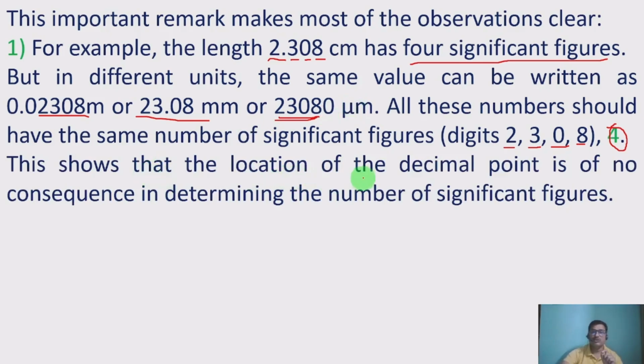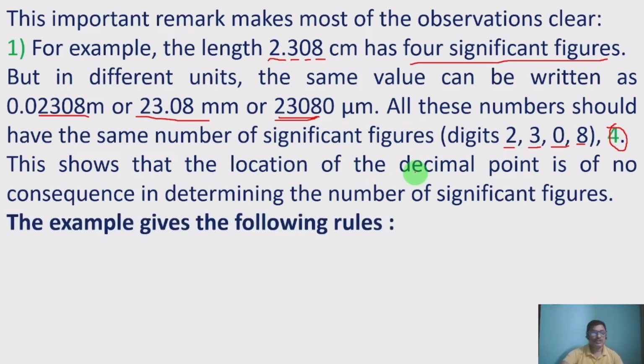This shows the location of the decimal point is of no consequence in determining the number of significant figures. Here, after the first 0, there is a decimal point; in 2308 written again, after the 23 the decimal point is there; and in this one there is no decimal point. The decimal point does not have any consequence in determining the number of significant figures.